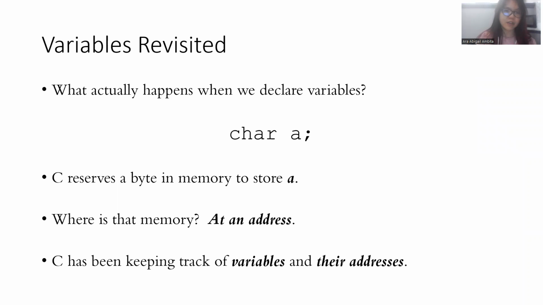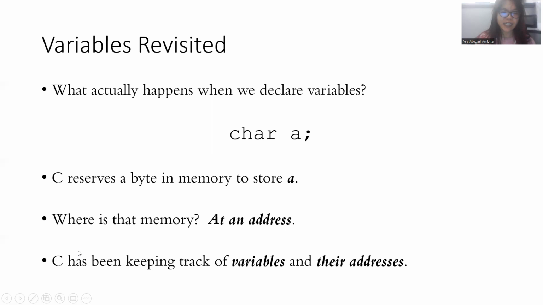Let's revisit the concept of variables first. So let's say we have this line, char A. Basically we are declaring a variable A with a type char. So what actually happens when we declare variables? With this statement, C will then reserve a byte in memory to store the variable A, and that memory is located at a certain address.